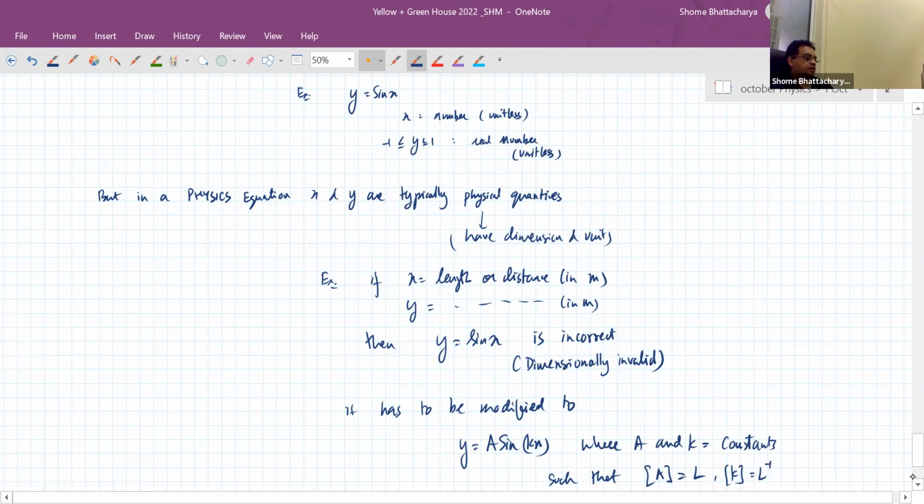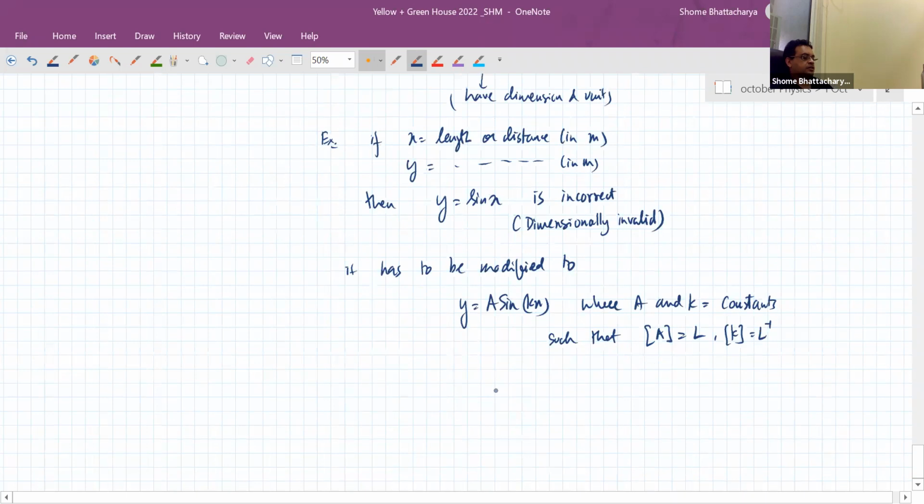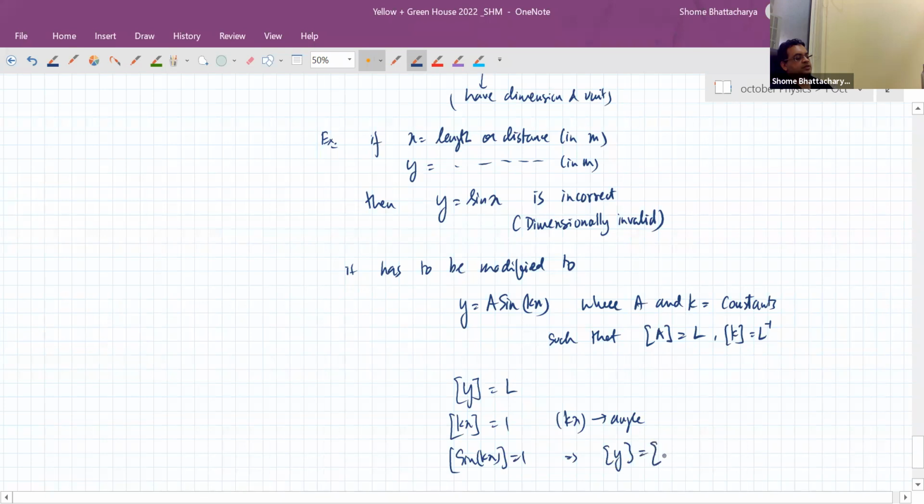Okay. Because in the equation y is equal to a sin kx, you can see that dimension of y is equal to L. Dimension of kx should be dimensionless because kx should be an angle. And dimension of sin kx is also unity. Therefore, dimension of y should be equal to dimension of capital A on the other side, which should be length.